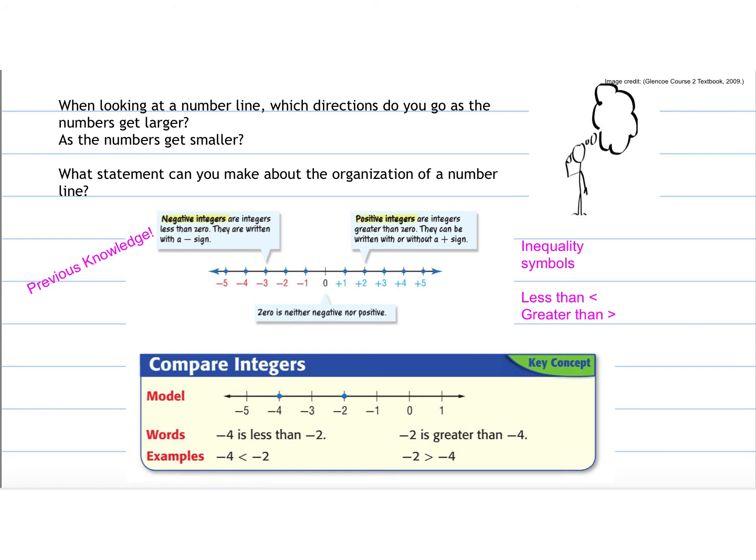So when we start looking at a number line, we want to think about the organization of the number line and what directions we go when the numbers get larger and when the numbers get smaller. So here's 0 right here. And when we go to the left, we can see that that is negative and the numbers are getting smaller. When we go to the right, obviously the numbers are getting bigger because they are positive.